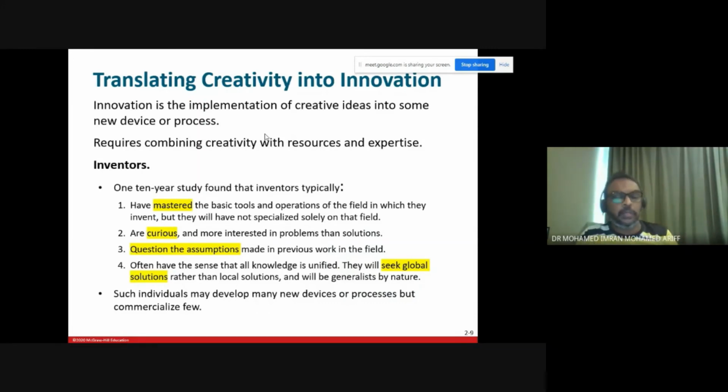You can also invent the process. Why and how do you become an inventor? Because you have been through inside that. You have been through the process and you are curious. Kenapa kita? Why are we doing this way? Where else we can do it the other way?